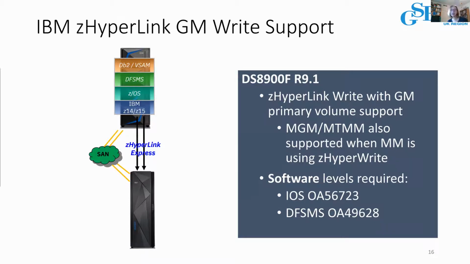So we are able now to open it up to be able to do hyperlink writes with Global Mirror. That allows for more MGM or multi-target Metro Mirror configurations. And of course, the standard caveat about hyperwrite. And it gave you a couple of the software levels as well as the DS8K level. So this is on our 89 series, so the 8950 or the 8910 with release 9.1.